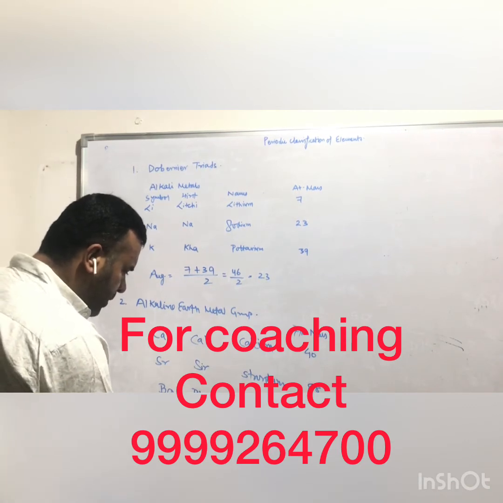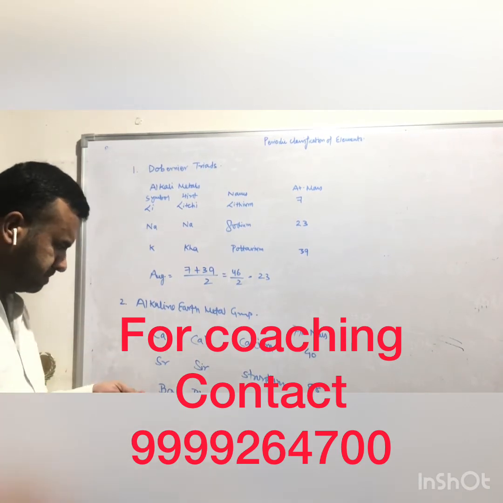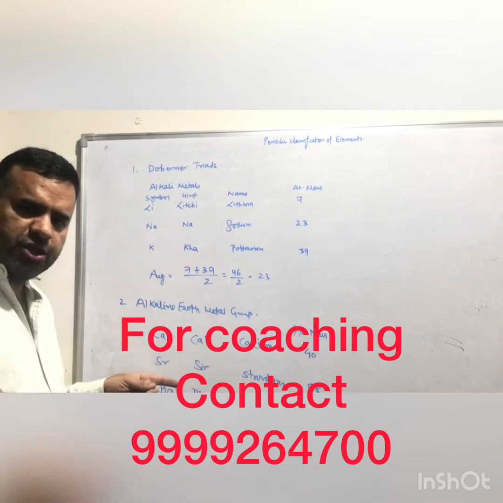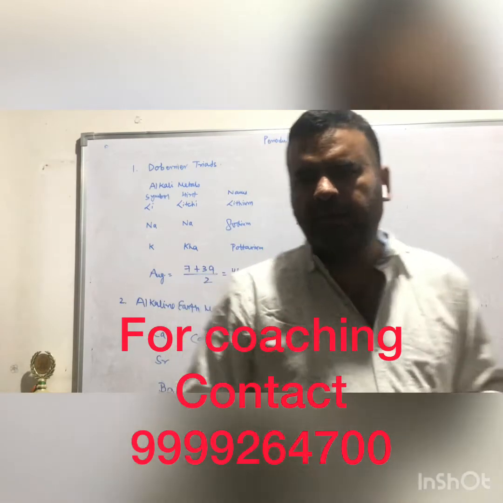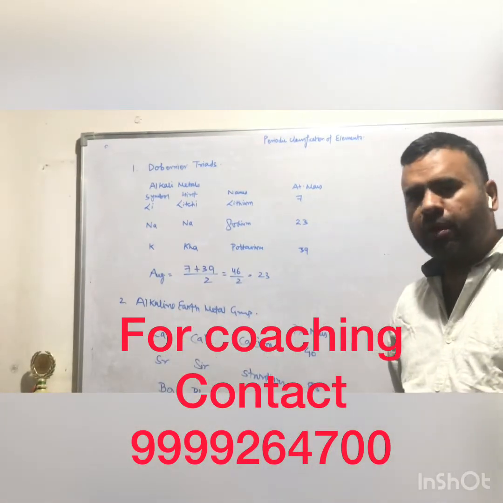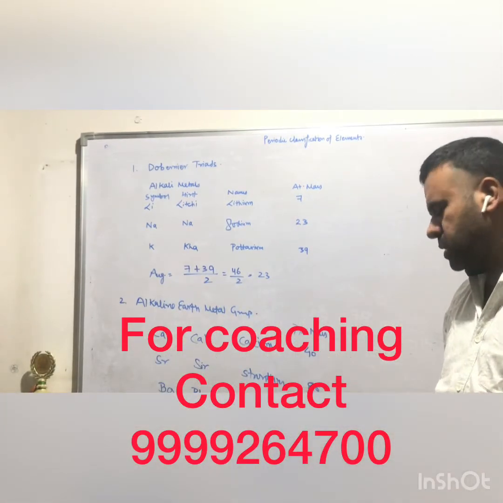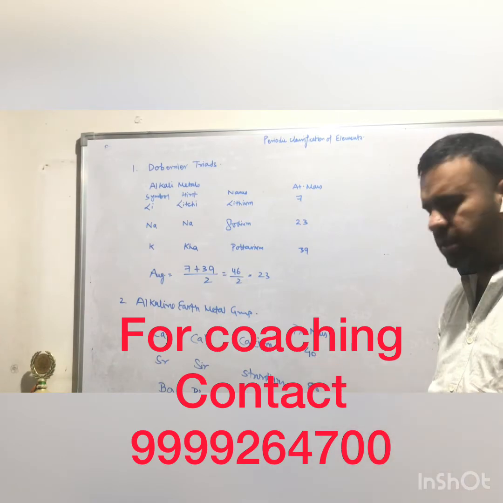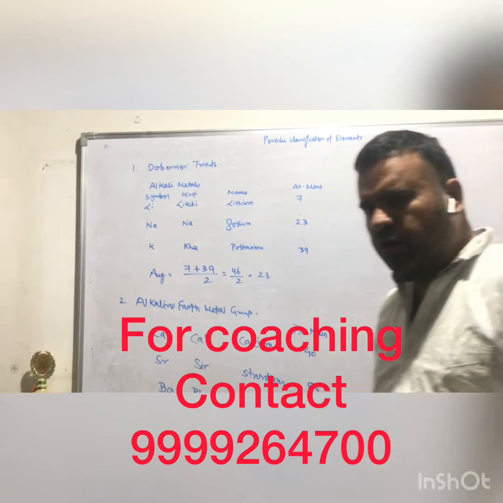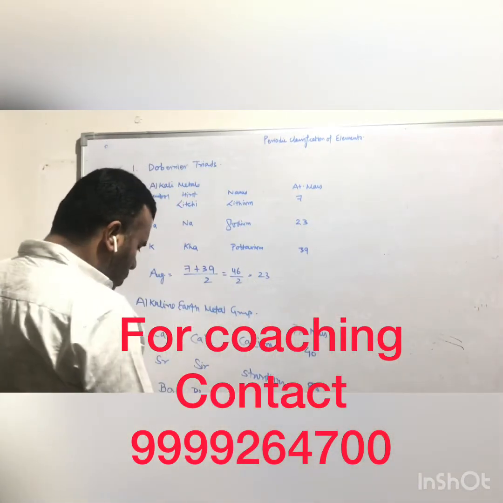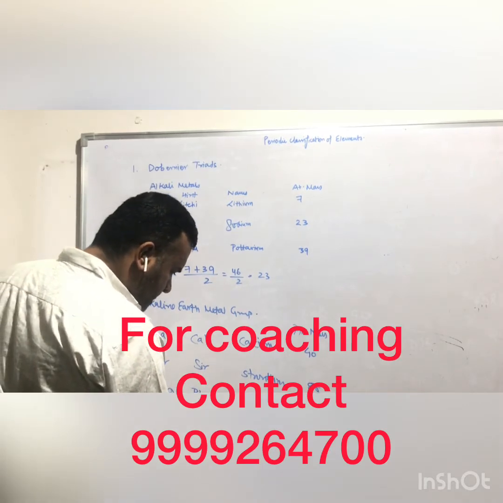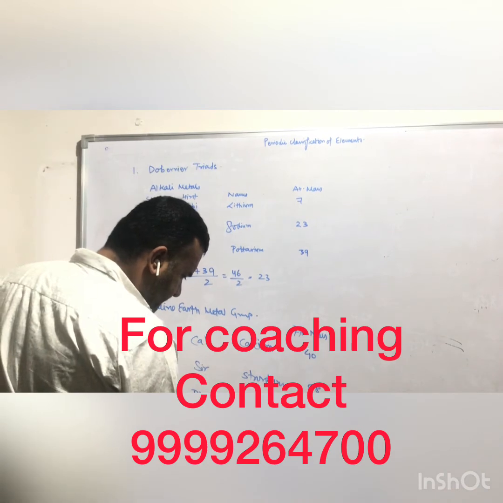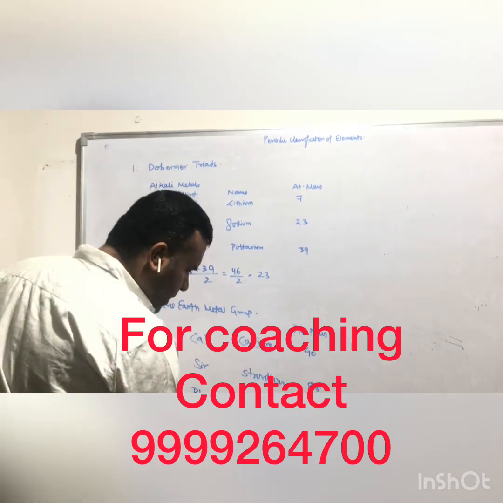According to Dobereiner, if we arrange elements in order of their increasing atomic masses, then the average of the atomic mass of the extreme elements is nearly equal to the middle one. So 40 plus 137 by 2, it's 177 by 2, 88.5, which is nearly equal to 88.